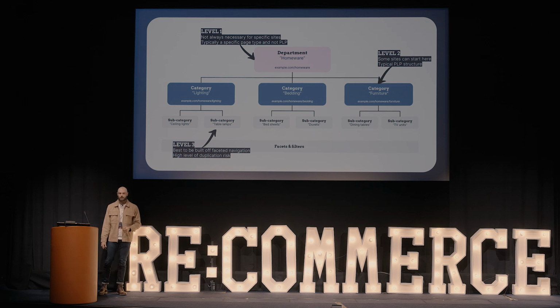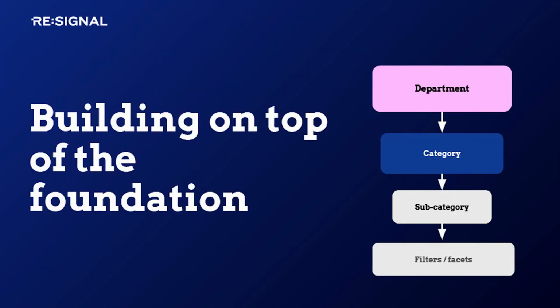Then under that we have the category pages. So some sites, if not most, can start at this level. You have the PLPs that are basically formulating all of the page types under here. And then at subcategory level, this is where we're introducing the facets to build out our structure. And again, PLP page type.